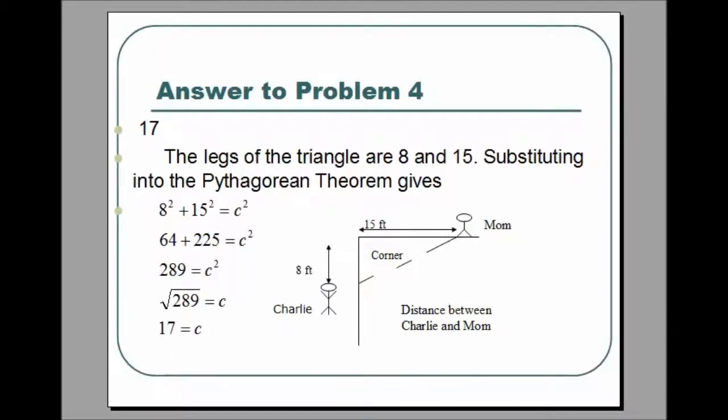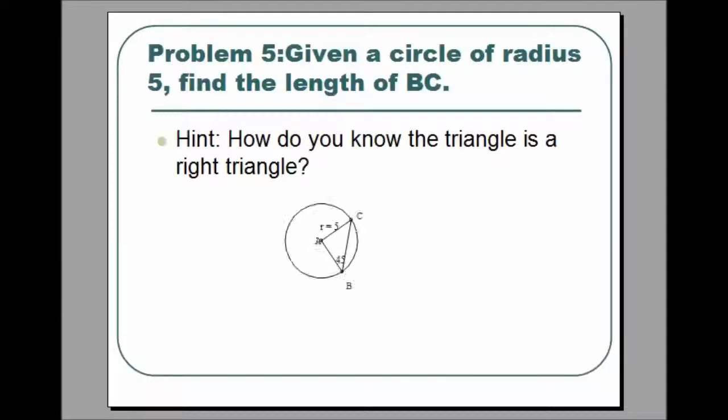Now all we do is substitute into the Pythagorean theorem. 8 squared plus 15 squared equals c squared. 64 plus 225 equals c squared. 289 equals c squared. Taking the square root of both sides gives us 17 equals c.